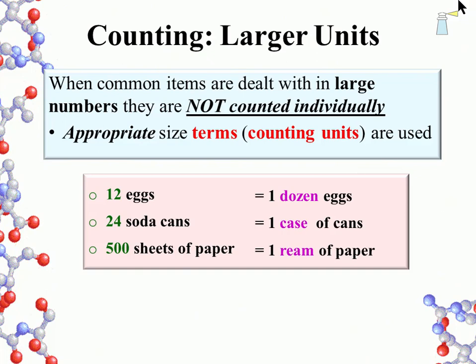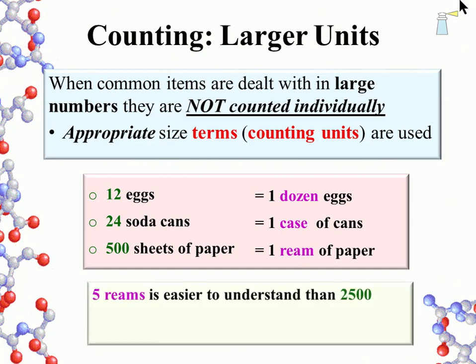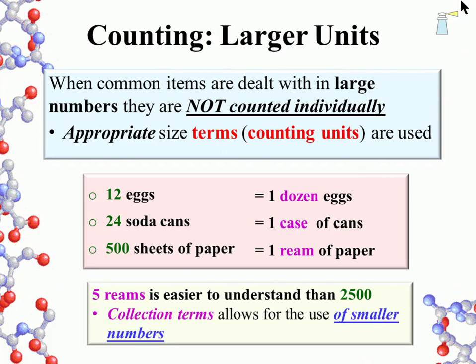A ream of eggs is not a realistic amount to be sold in a grocery store. The value of the counting unit is only to reduce the size of the number of the individual count. Percent plays the same role with fractions. For example, 5 reams is easier to understand and process than 2,500. Plain and simple, collection terms allow for the use of smaller numbers.